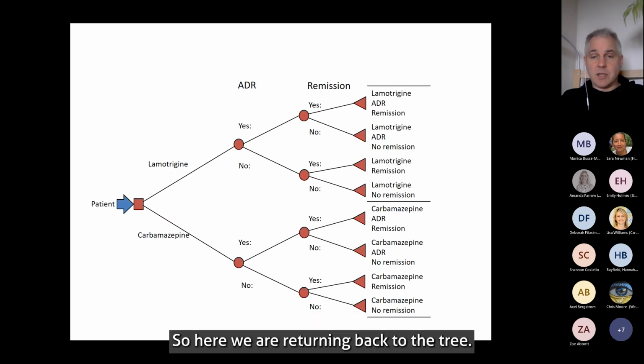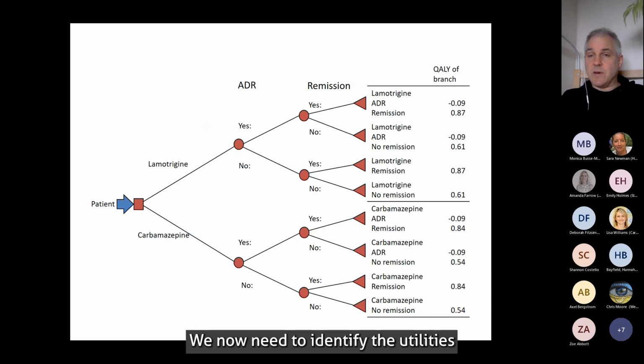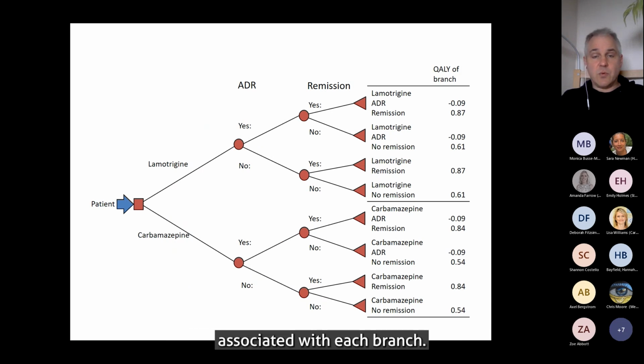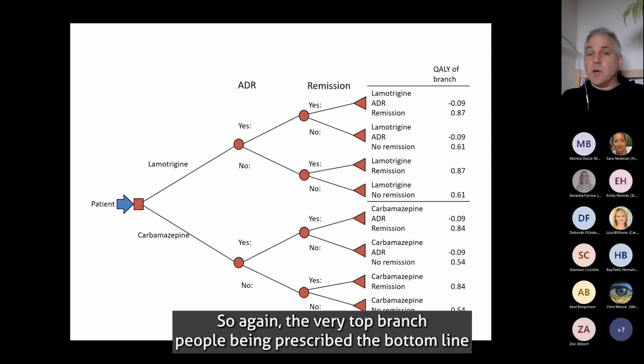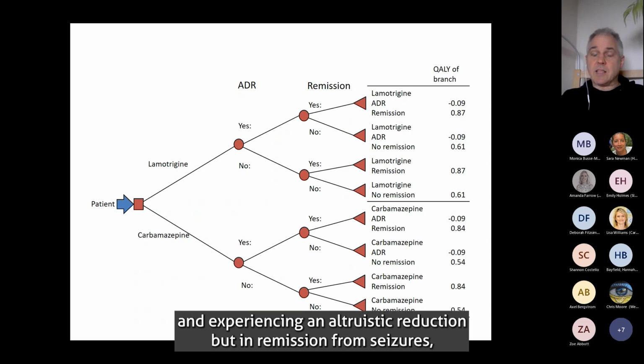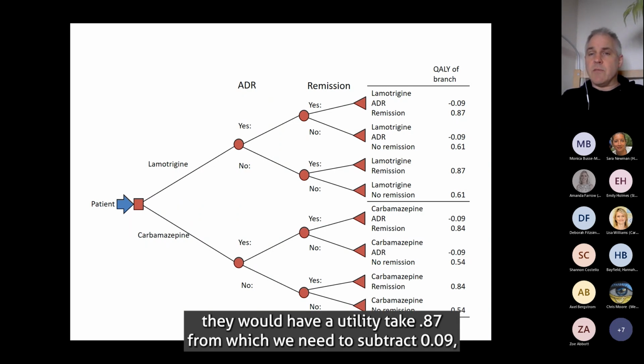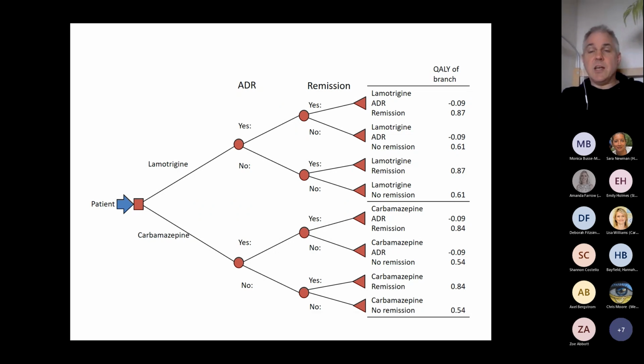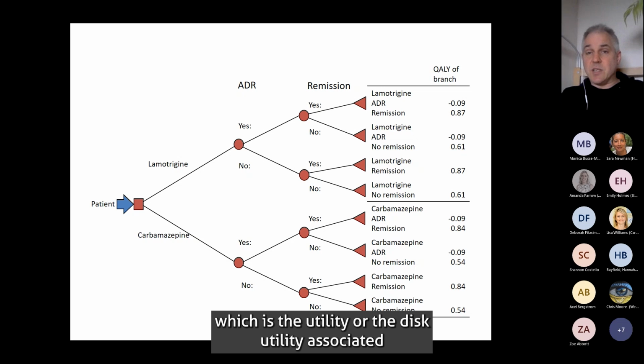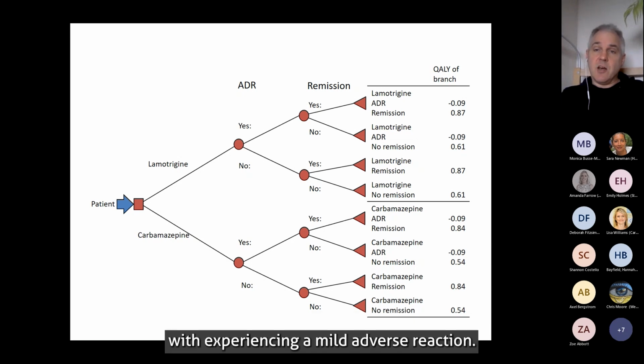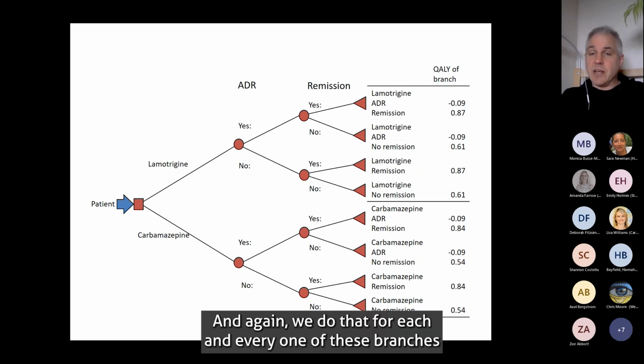So here we are, returning back to the tree. We now need to identify the utilities associated with each branch. So again, the very top branch, people being prescribed lamotrigine and experiencing adverse drug reaction, but in remission from seizures, they would have a utility of 0.87, from which we need to subtract 0.09, which is the disutility associated with experiencing a mild adverse drug reaction. And again, we do that for each and every one of these branches.